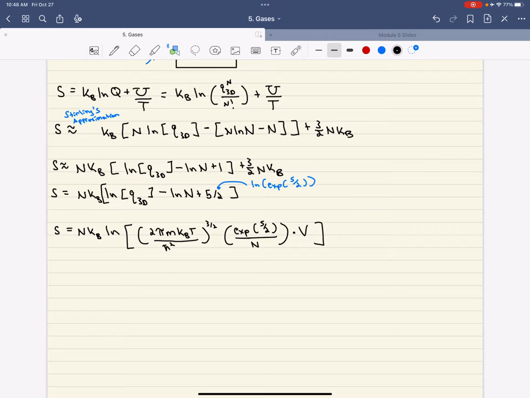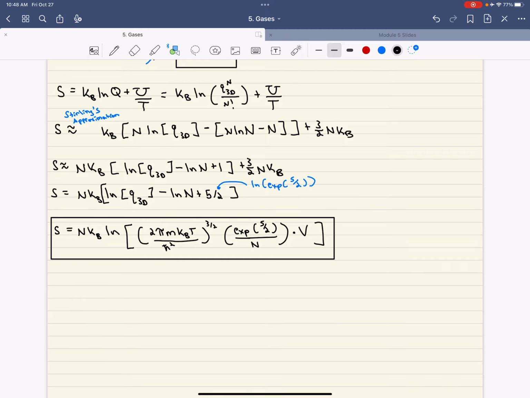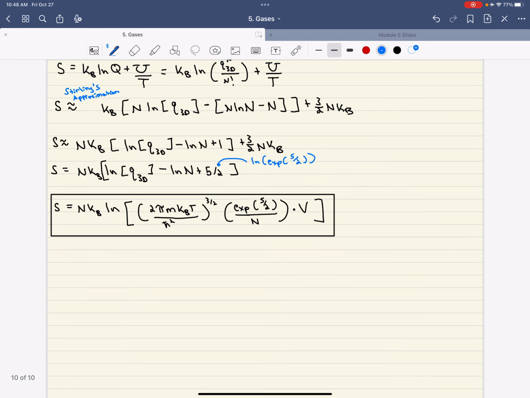And so by combining quantum mechanics and thermodynamics, we now have a way to directly count the entropy of a system based on things like the mass of the particles, the number of particles, the temperature, and also the volume of the system. This is a very powerful equation, and it actually has a specific name. It's known as the Sackur-Tetrode equation for entropy of an ideal gas.